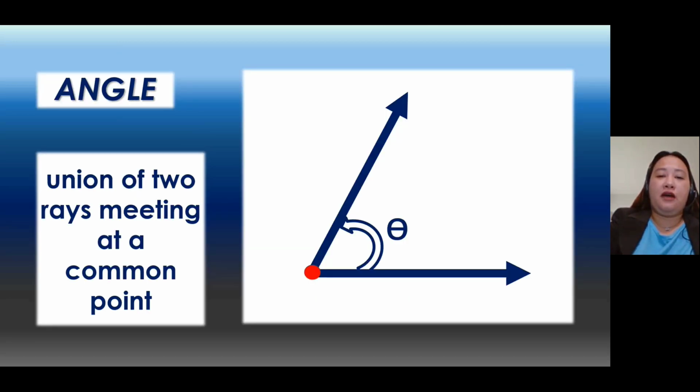For the description of angle, you already know this: an angle is the union of two rays meeting at a common point. Just like what you can see on the illustration here, this is how an angle looks. And the angle has parts. The first part is the initial side. We have the red dot, which is the common endpoint. It is called the vertex. And then the terminal side.